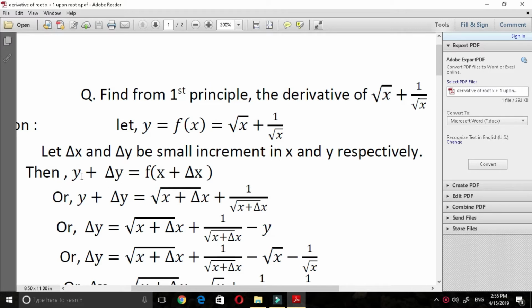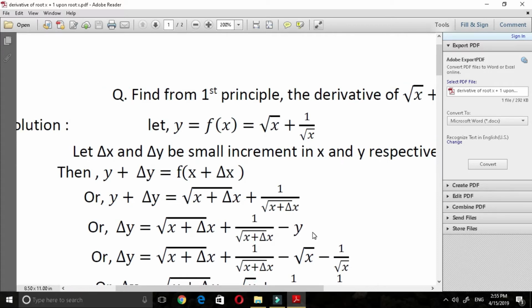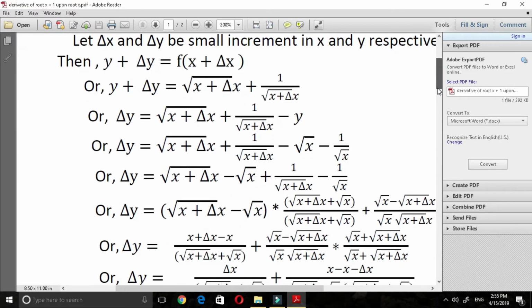So when delta y increases in y, then delta x will be the increase in x. So if the value of f(x) is root x plus 1 by root x, then the value of f(x plus delta x) will be root x plus delta x plus 1 upon root x plus delta x. So here y goes on the left side, so it becomes delta y is equal to root x plus 1 upon root x plus delta x minus y. Here we have to put the value of y, which is root x plus 1 by root x. After multiplying it by minus, it becomes minus root x minus 1 by root x.